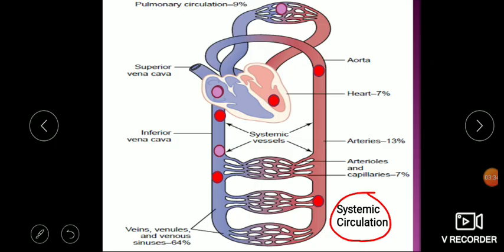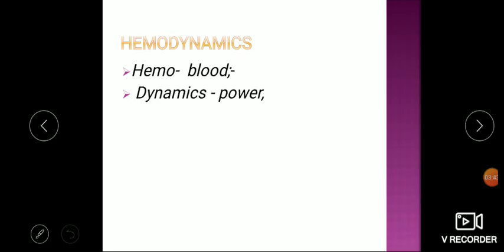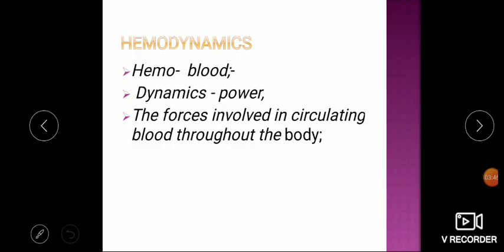Now our aim is to find out how this movement takes place. So hemodynamics means, hemo means blood, we know it. Dynamics means power: the force involved in circulating blood throughout the body. We have learned that the principal force pushing the blood through the blood vessels is the heart. We have seen the detailed cardiac cycle and the cardiac output. Now once the blood is in the vessels, what forces does it have to go through? This is basically a part of physics, that's why it is called biophysics. So we'll see what different forces affect the flow of blood across the circulation.